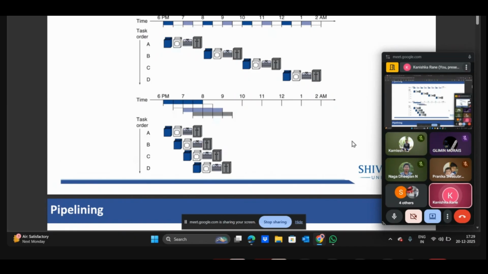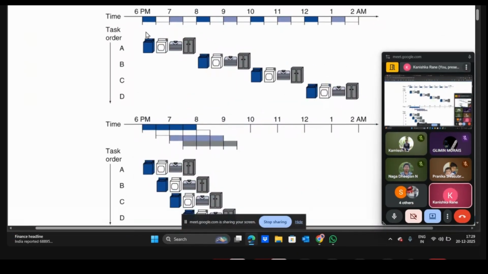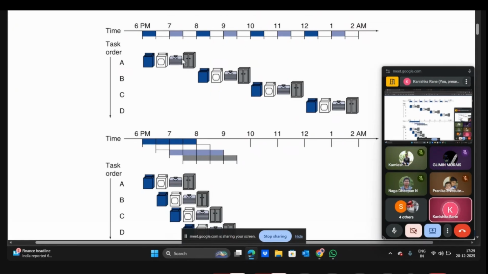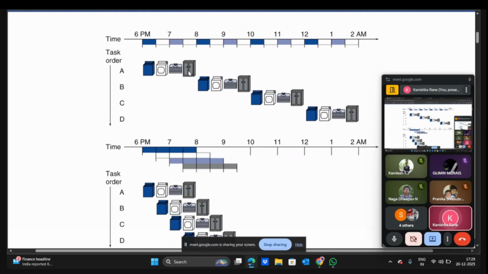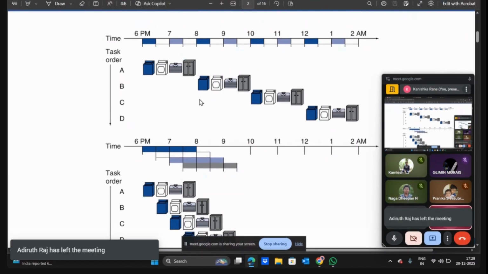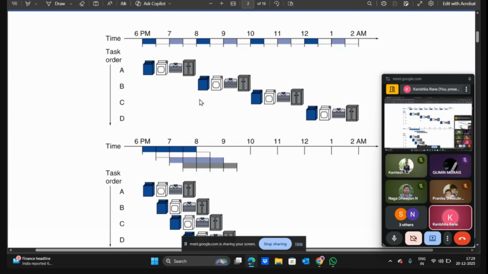So in the timeline, loading takes half an hour, then rinsing takes half an hour, washing also takes half an hour, and drying also takes half an hour. So approximately it takes 2 hours. For each person to do this process separately, it'll take about 2 into 4, which is 8 hours. So here comes the concept of pipelining.